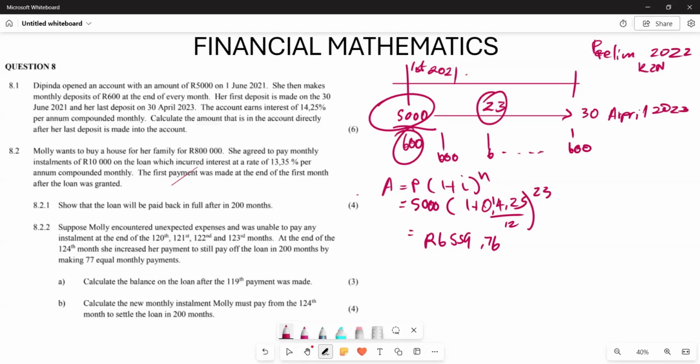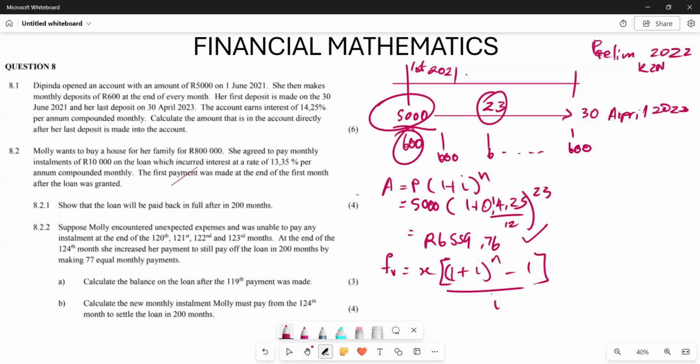Now this is going to be the 5,000 and the interest that it earns. Then you take this as a present value. For the future value, it's going to be x into 1 plus i to the power of n, subtract 1, over i. This is going to be the future value.